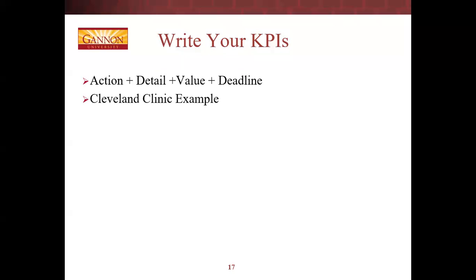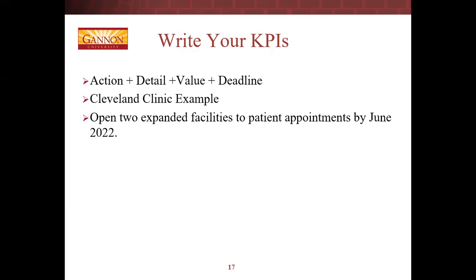So for our Cleveland Clinic example: open 2 expanded facilities to patient appointments by June 2022. So we have the action, open. The detail is 2 expanded facilities. And what's the value? Well, patient appointments. And what's the deadline? June 2022. So we define what that detail and value are.